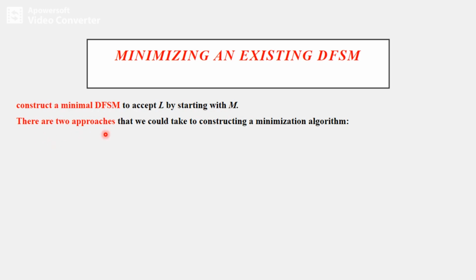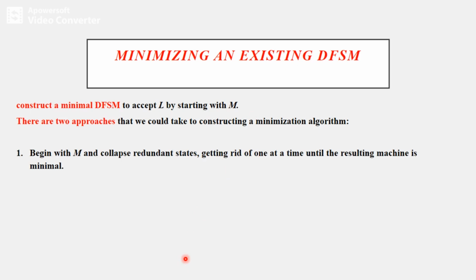There are two approaches to minimize any existing DFSM. The first approach says begin with the machine M, that is the DFSM, and collapse the redundant states. If you feel that certain states are unnecessary, you can remove them, getting rid of one at a time until the resulting machine is minimal. Remember, the resulting machine should also accept the same language as the machine M.